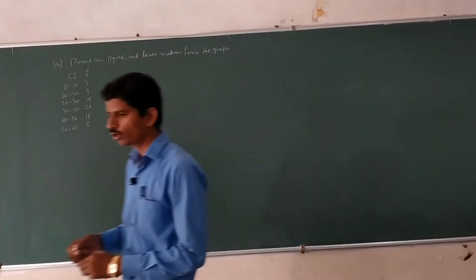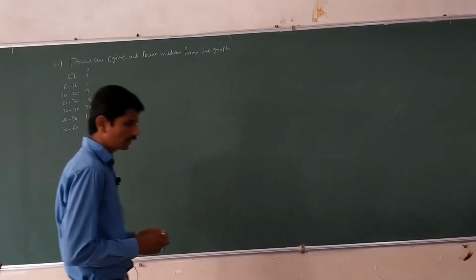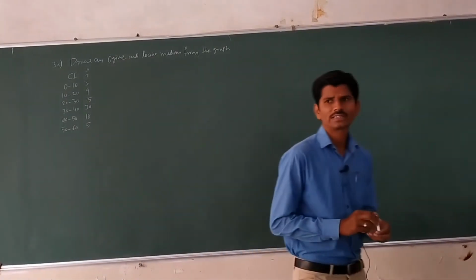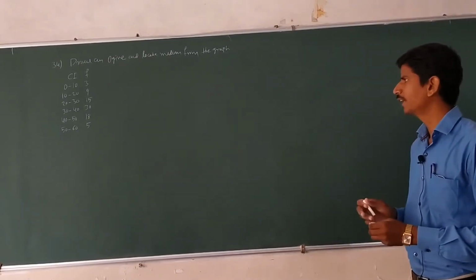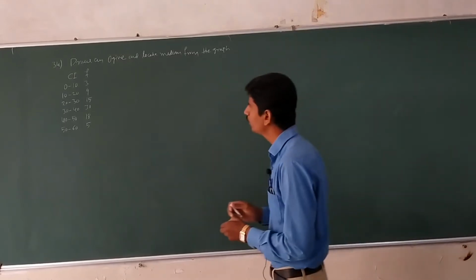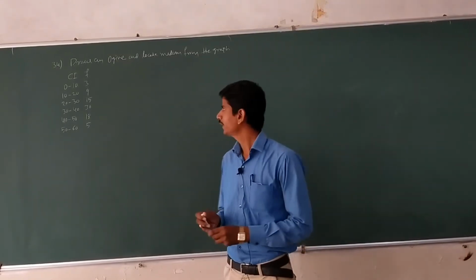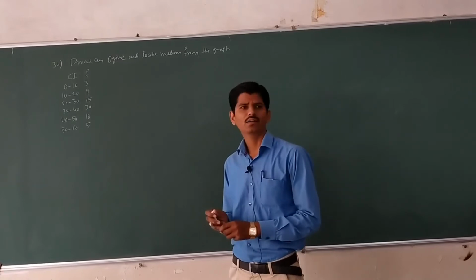Here, the 34th problem is: draw an ogive and locate the median from the graph. The class intervals with their frequencies are given. The class intervals are 0 to 10, 10 to 20, 20 to 30, 30 to 40, 40 to 50, and 50 to 60, with frequencies 3, 9, 15, 30, 18, and 5.